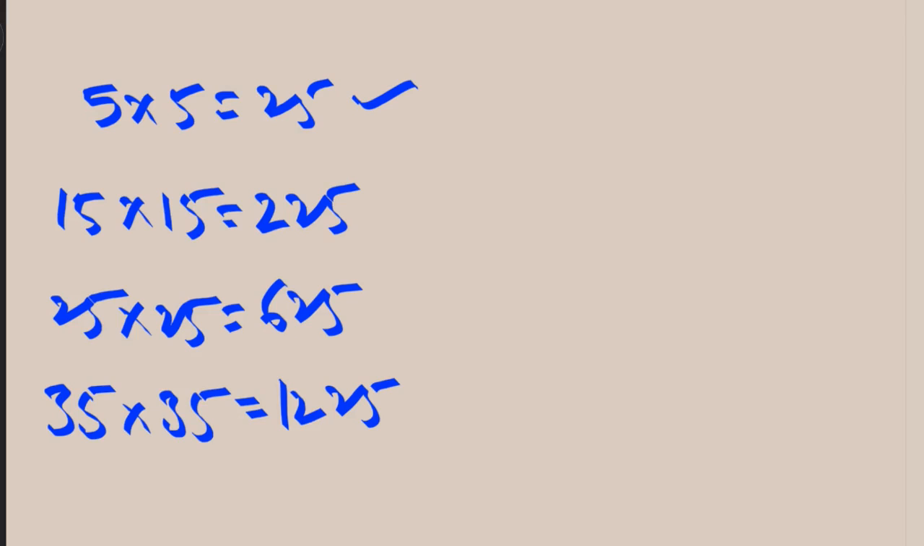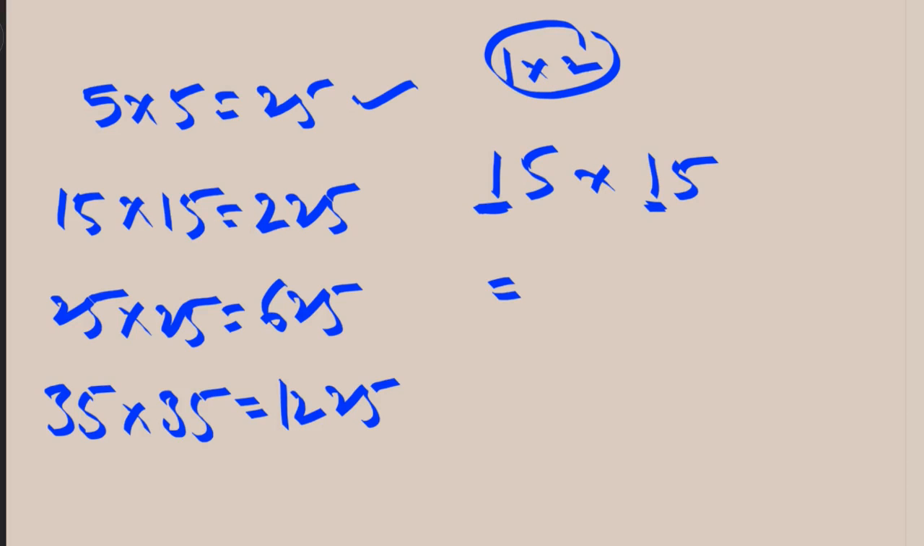If you don't know, I'll tell you one technique to find 15 15s, 25 25s. So for example, you want 15 15s. First, take the number before 5, which is 1, and multiply it by the next number, 2. 1 2s are 2, write it. Then 5 5s are 25, so that is 225.